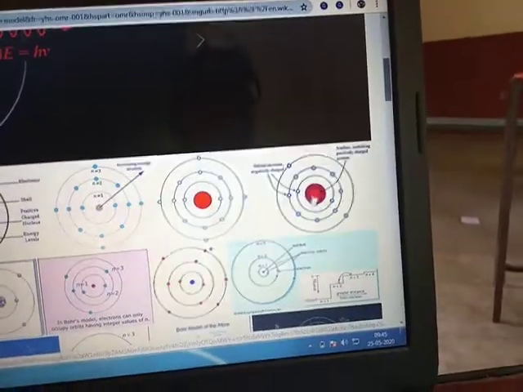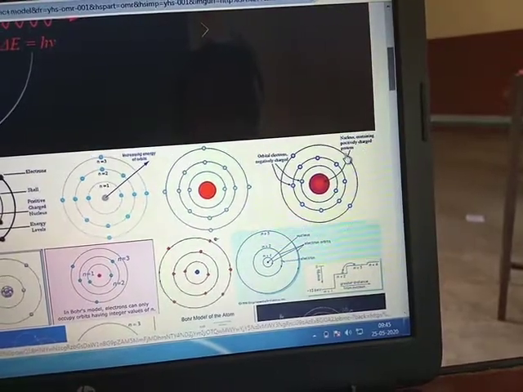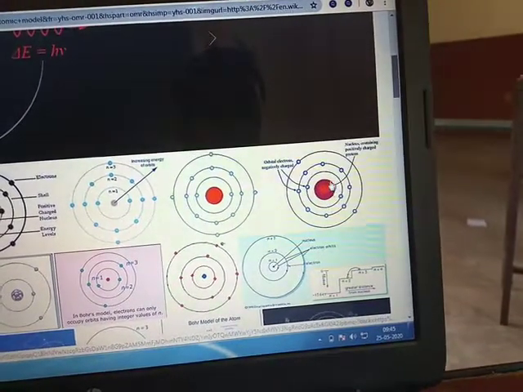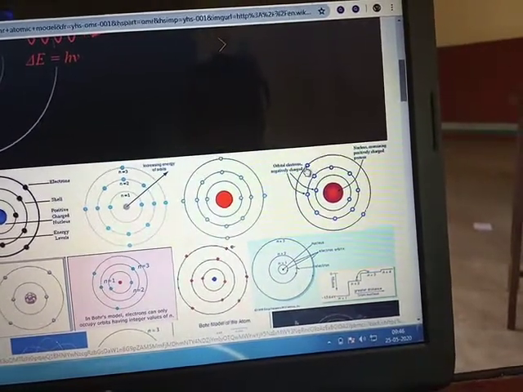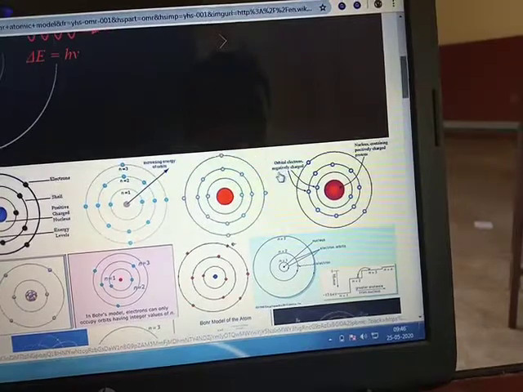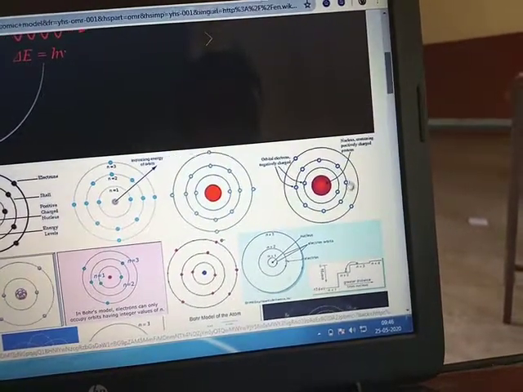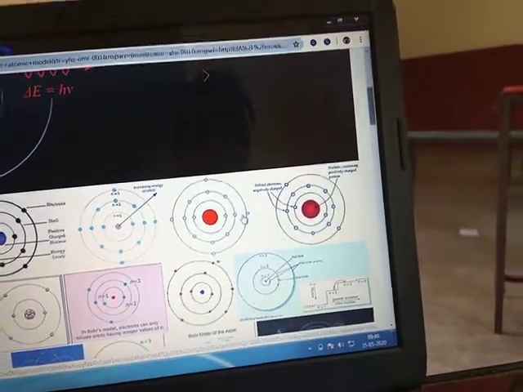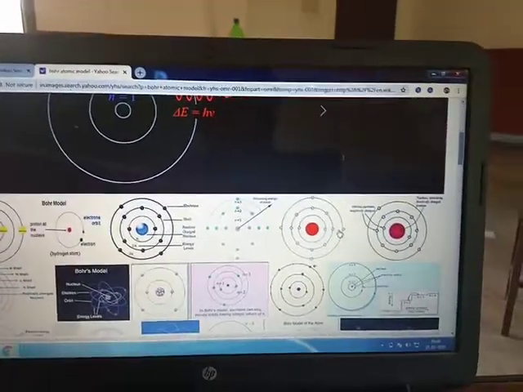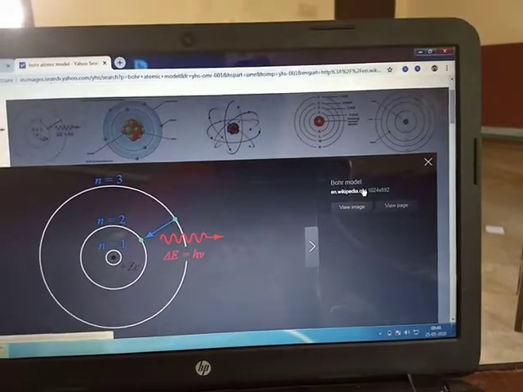Now here you see the nucleus containing positively charged protons, and these small ones are called orbiting electrons, negatively charged. So this is the picture of the Bohr atomic model.